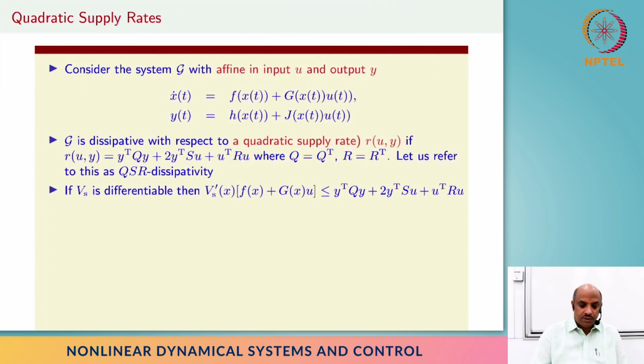Anyway, as usual, we will look at a differentiable storage function. If it happens to be differentiable, then basically we can see that this part, V prime times f plus gu, coming from the x dot part, is less than or equal to this supply rate expression. Let us pay attention to this particular expression. You have this first part, V prime times f, that is independent of u, and the second part is linear in u. And then the last part is quadratic in u.